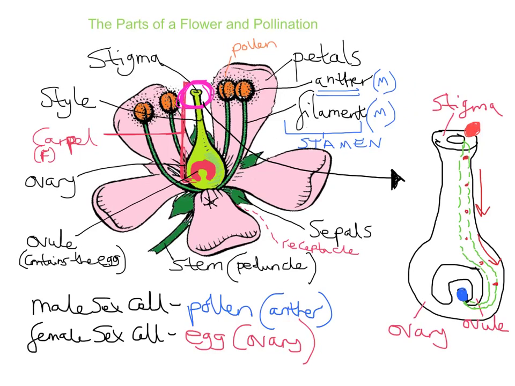Okay, so what we've done in this video is label the parts of a flower. We've said what those parts do. We've talked a little bit about pollination, and we've finished with fertilization of that flower. Now I did say I'll mention briefly about selective breeding.